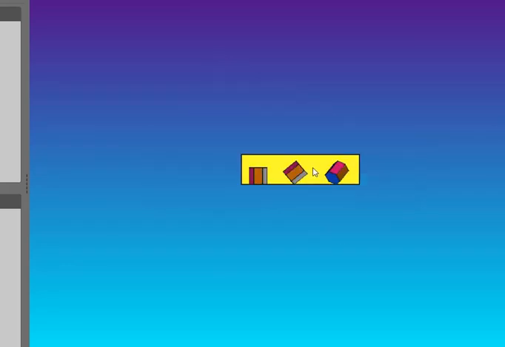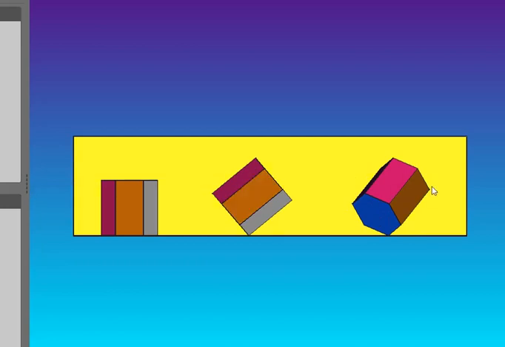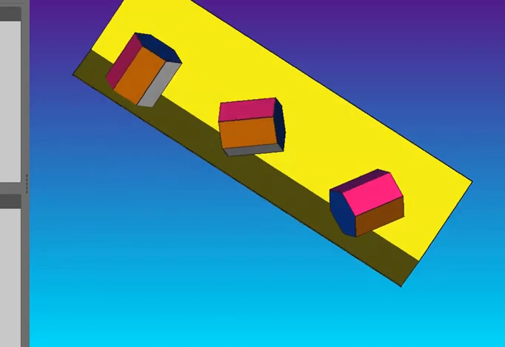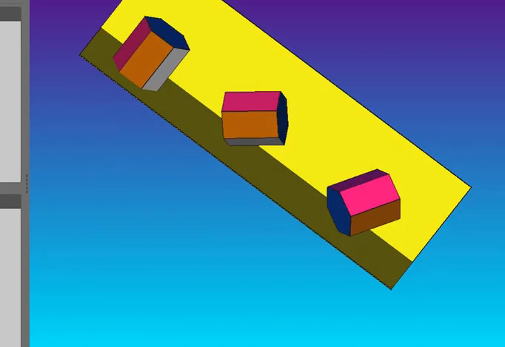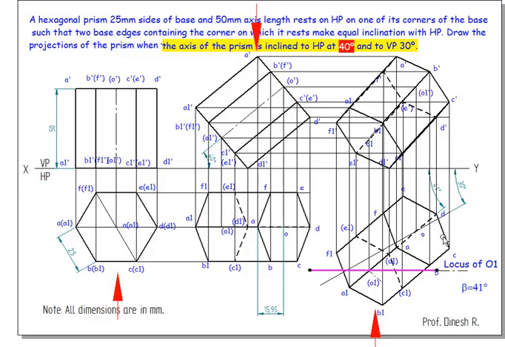This is the front view of these three steps, and this is the top view. That is what we have obtained. Hope you understood the concept and how to solve it.